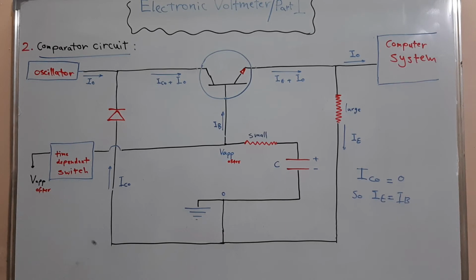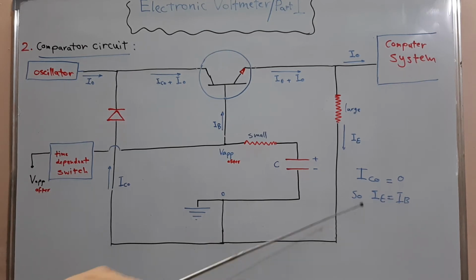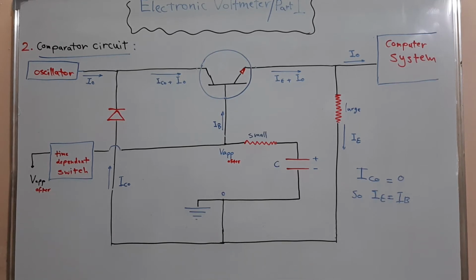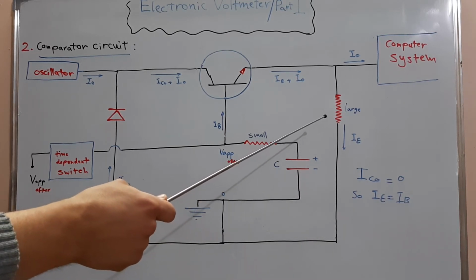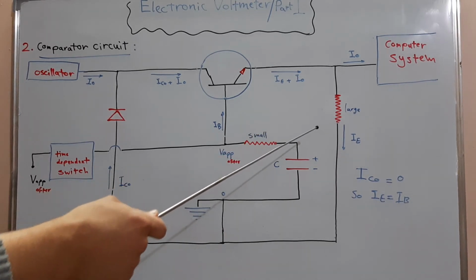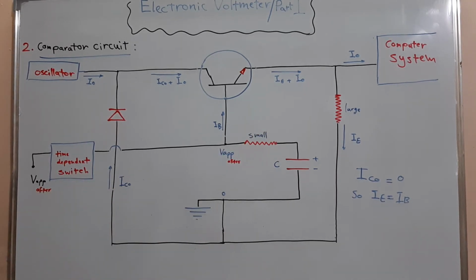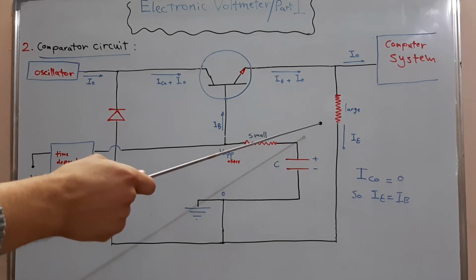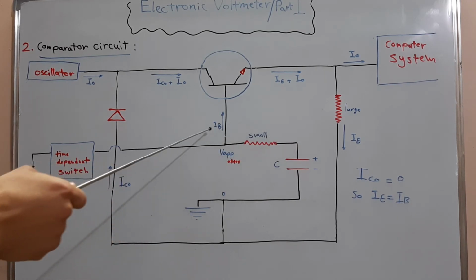And as you see in this figure, there is no power source in the collector circuit, so the collector current is equal to 0. And from Kirchhoff's current law, we conclude that the emitter current will be equal to the base current. And that means when the emitter current passes through this large resistor, then the impedance exerted by this large resistor is mainly on the base current.